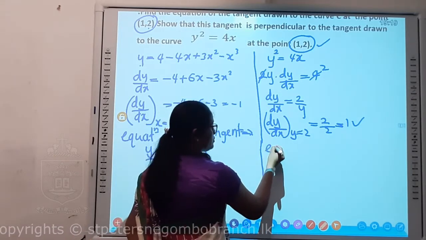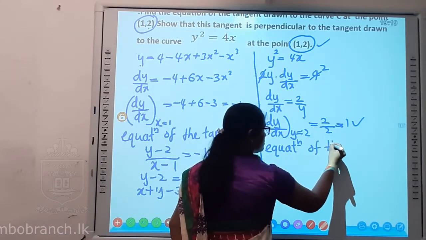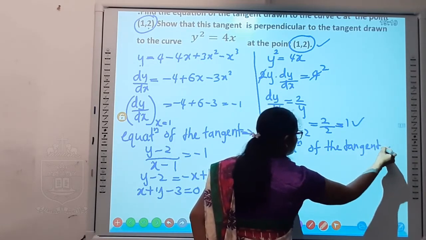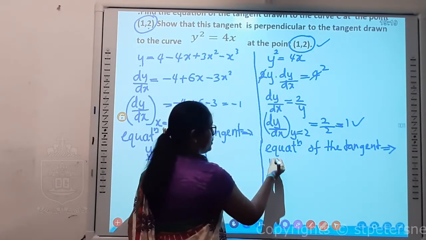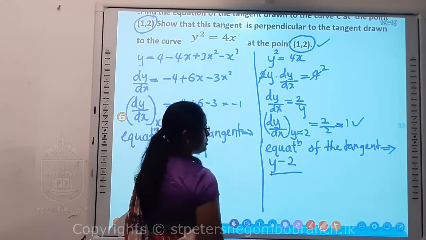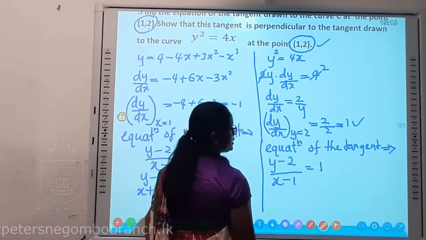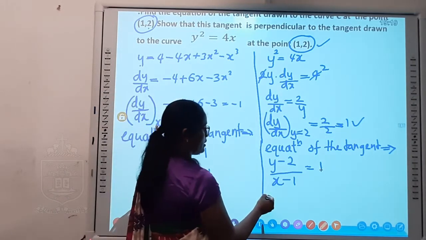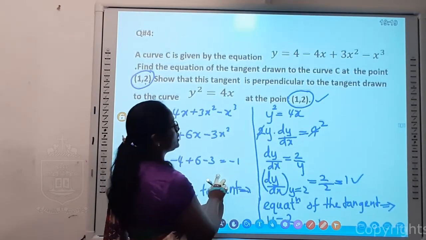To find the equation of the tangent, you have to consider the general point. So we will write y minus 2, 2 is the y coordinate of the point, and x minus 1, this should equal 1. Anyway, what we want to prove, actually in this question, we need not go further like that.